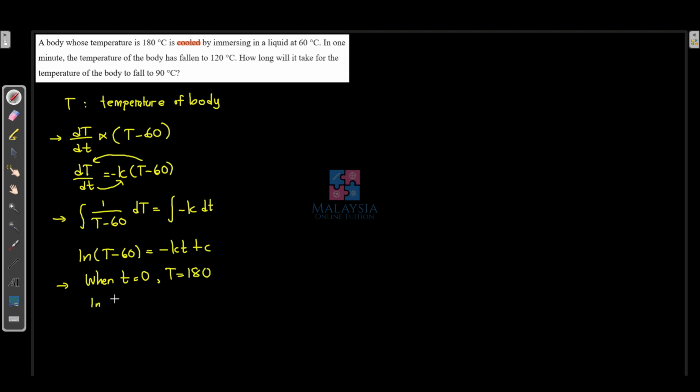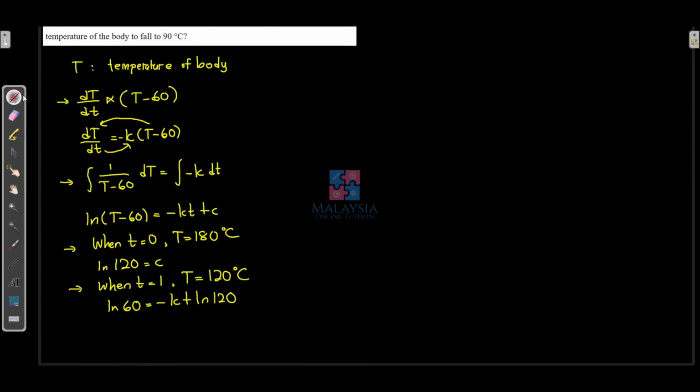ln 180 minus 60, that is 120, equals C. Done. And then we are also given that when T equals 1, the temperature of the body has fallen to 120 degrees Celsius. So we can say the capital T is 120 degrees Celsius. So 120 minus 60, that is 60. So ln 60 equals negative K plus ln 120.